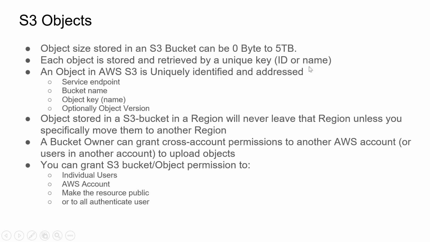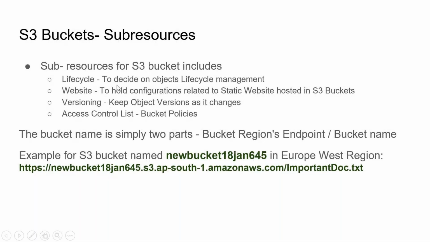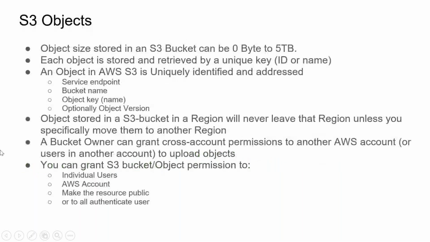An object in AWS S3 is uniquely identified and addressed. Every object will have a service endpoint. The URL is called the endpoint. It consists of the bucket name, the object key, the name, and optionally the object version.